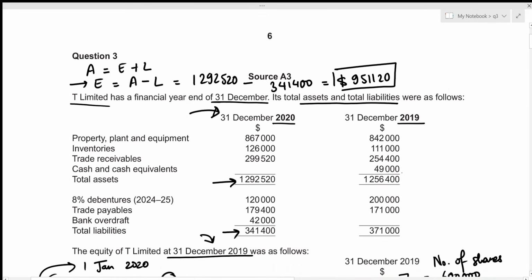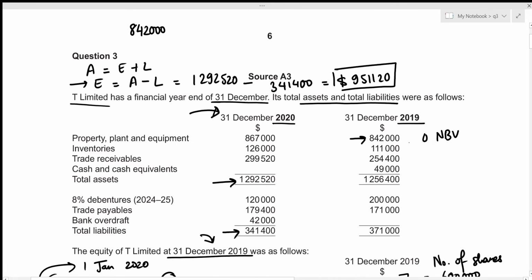Okay, now I am going to write down a statement in order to figure out the depreciation. We always start the statement with our opening net book value, which is the closing net book value of last year, which is 842,000, right? So I'm just going to write it down here.